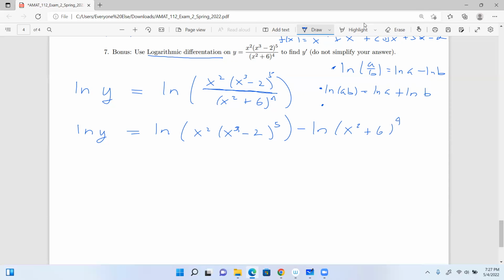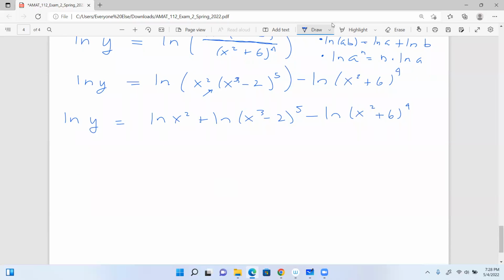And I forgot there's actually one more rule we're going to need. If you have the natural log of a to the nth power, you can bring the n down as a coefficient, so n times the natural log of a. Now we're going to use the second rule to split this as a sum. So this will become ln of y is equal to ln of x squared plus ln of x cubed minus 2 to the 5th power minus ln of x squared plus 6 to the 4th power.